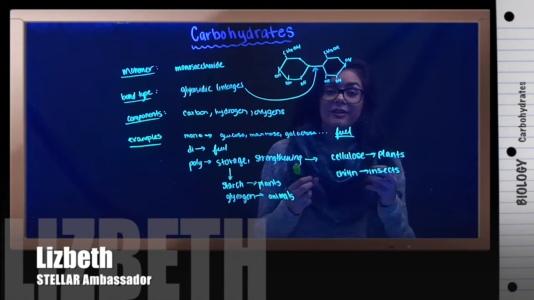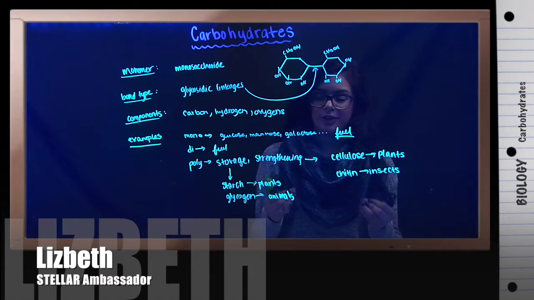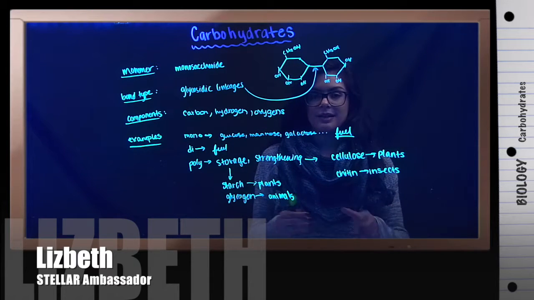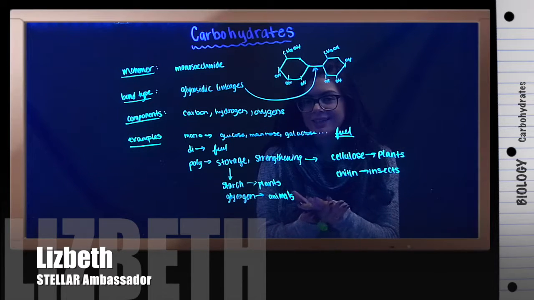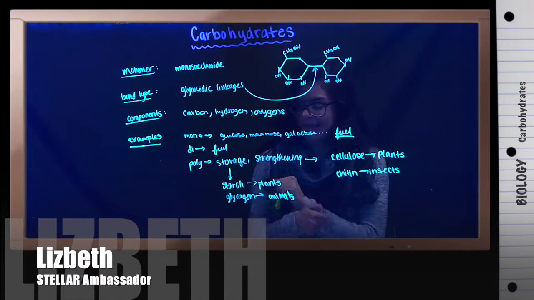Chitin is something that's very, very strong. It actually forms a very, very strong substance, and that's what's found in like spiders and anything else that's crunchy. When you step on it, that has chitin in it.